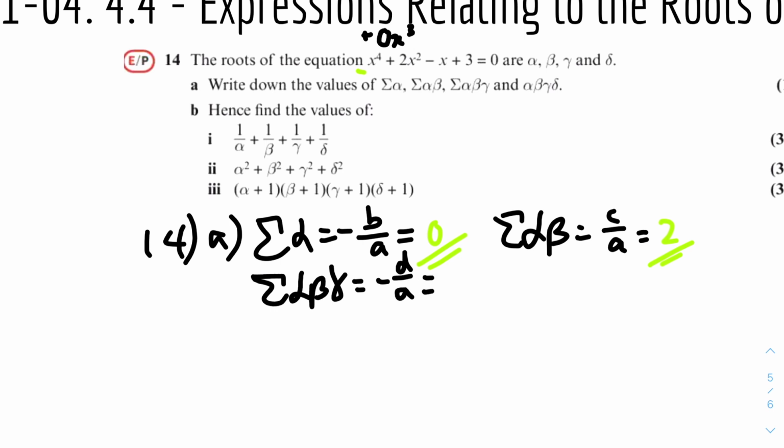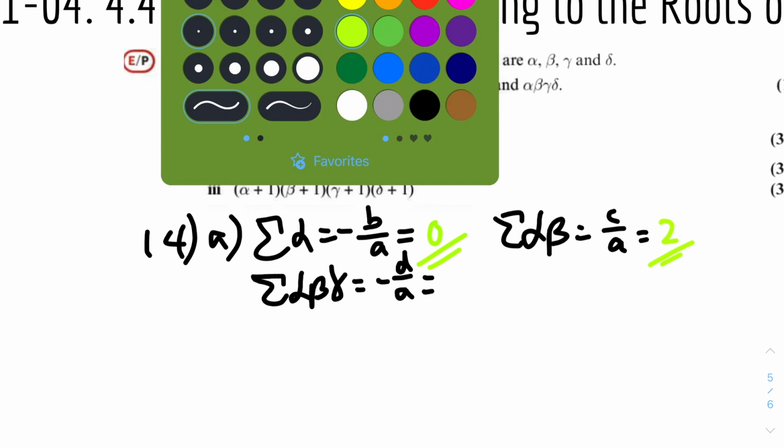and d is minus 1, so minus minus 1 is 1, over a, where a is 1, therefore it's just 1. Like so, 1.